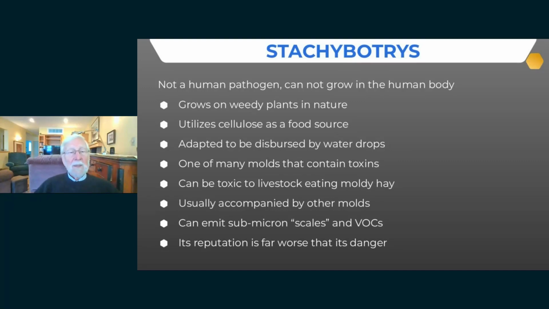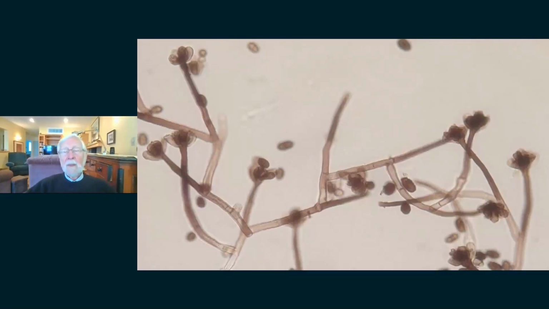It also has an odd thing that we know about and not very well investigated. It has kind of a fungus dandruff, little submicron scales on its fruiting bodies, and it also emits volatile organic compounds. Its reputation is far worse than its danger. So let's take a look at it. It's very distinctive. Its growth pattern of the conidiophores has these right angle branches, which are really quite odd looking. And at the tips of them are these spore producing bodies, which are very distinctive.